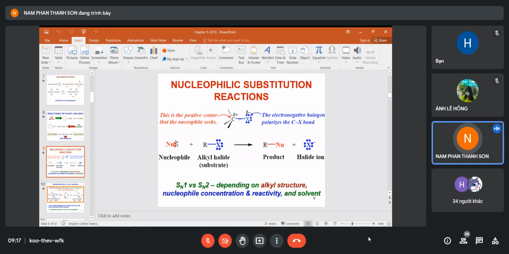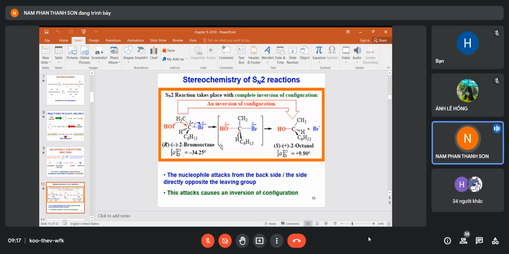This negative attacker will replace the halogen, so we have a substitution reaction. There are two cases, two options. Option number 1 is SN2 and option number 2 is SN1. So what is SN2 and what is SN1?